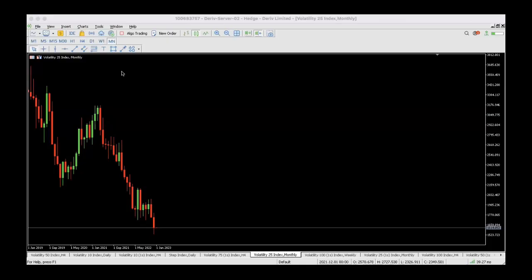So we have been discussing market structure and we have said that we have an upward market structure right here where we have higher highs and higher lows. Then we also have a downward market structure where we have lower highs like that and lower lows. Okay, we want to sell at the highs in a downtrend.